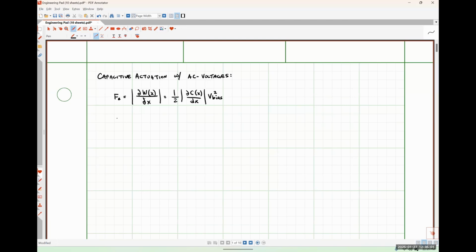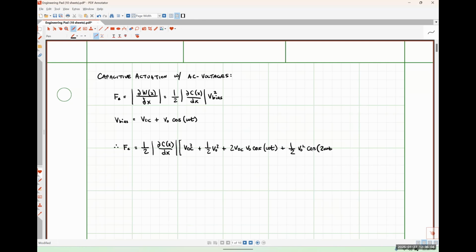As I mentioned in our last class meeting, if our bias voltage is of the form where we have some DC voltage plus some AC voltage, which I'm going to represent as V naught cosine omega t, then we could express our force as 1/2 times the derivative of our capacitance with respect to position times this big beefy thing right here: VDC squared plus 1/2 V naught squared, plus twice VDC V naught cosine omega t, plus 1/2 V naught squared cosine twice omega t.